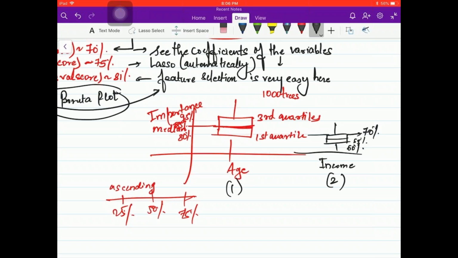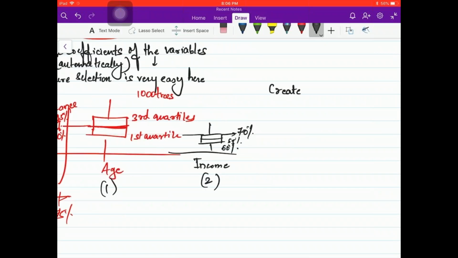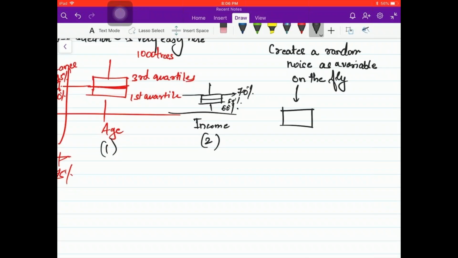What a random forest or a Boruta plot does is very powerful, it's very intelligent. It creates a random noise as a variable on the fly. So whenever you start a random forest algorithm, it creates a random noise and sees what is the importance of this random noise. So this is your benchmark. This is a benchmark box plot.